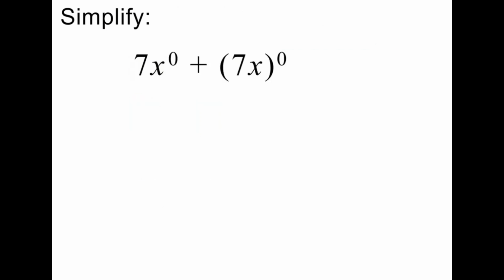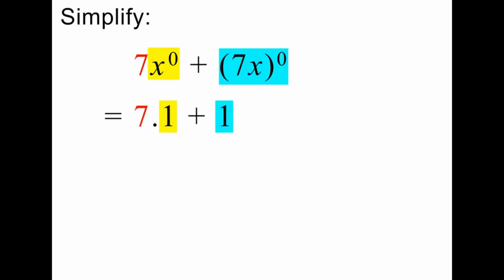Let's end with this example. Please pause and try it on your own first. The first 0 exponent only applies to x. In other words, x is the base, and x to the power of 0 is equal to 1. We also need to multiply by the 7 in front. Here I use a dot to show multiplication. The second term is equal to 1, because the whole of 7x is the base. We then multiply 7 by 1 to get 7. And then we add to get the final answer.